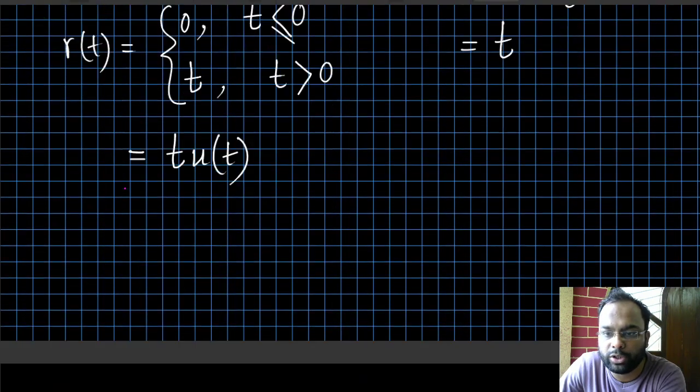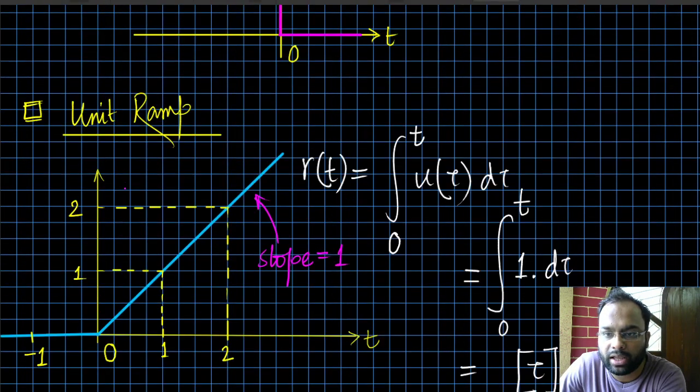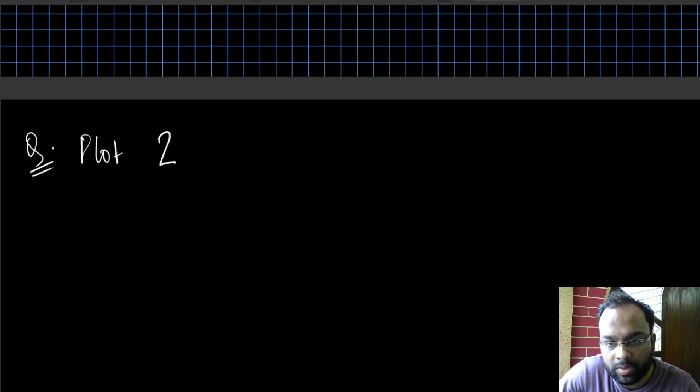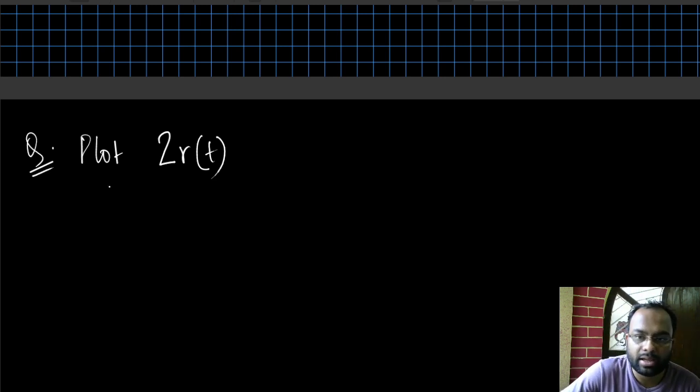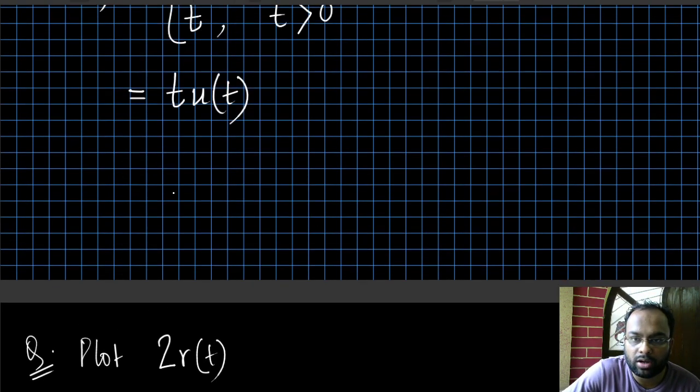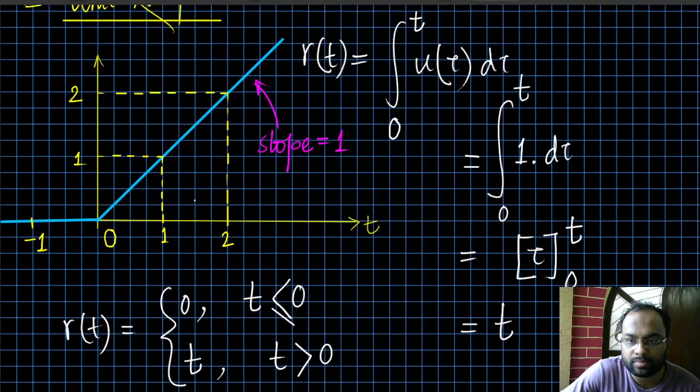But my question to you now is this. With this knowledge, can you make a plot of this? We know what r(t) looks like. We want to plot 2r(t), right?